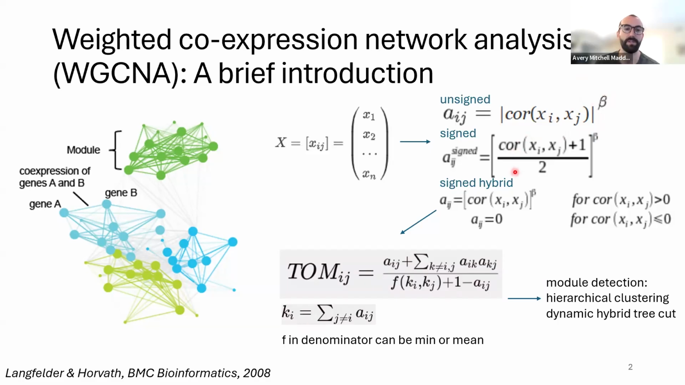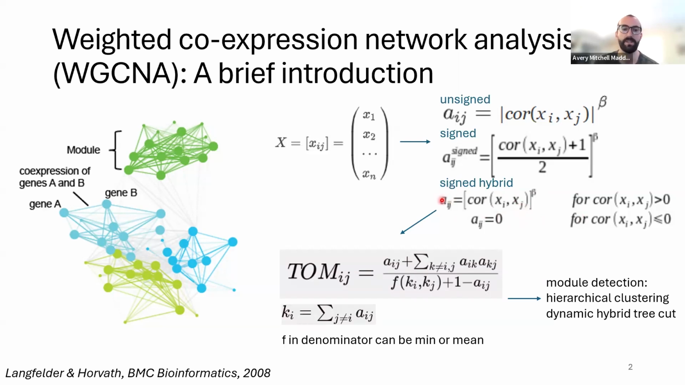The approach we'll be using for this network is what's termed a signed hybrid. So it's actually a combination of, hence the name hybrid, soft and hard thresholding. If the correlation is positive, we just raise it to that power like normal. But if its correlation is negative or zero, we just set that edge weight to zero. So we're just focused on these positively correlated genes.